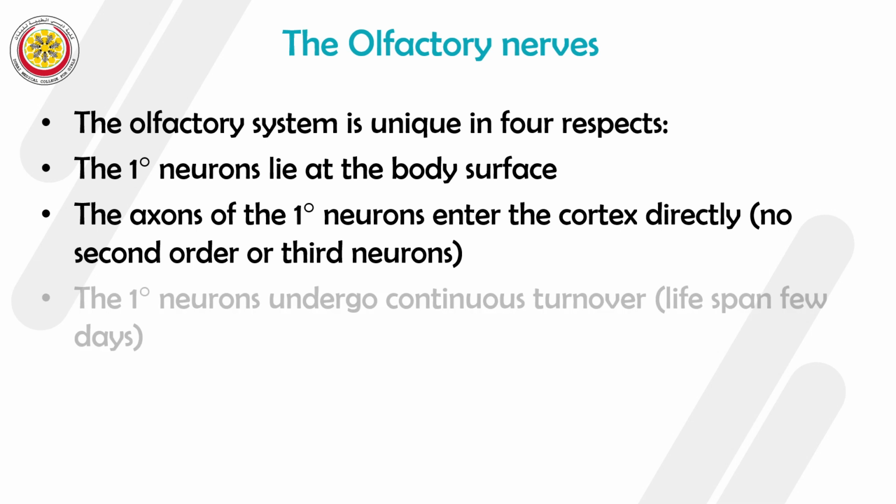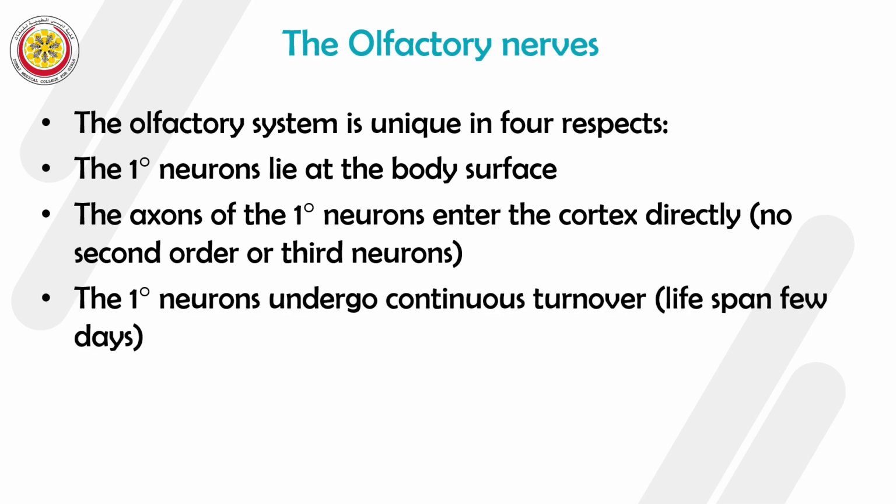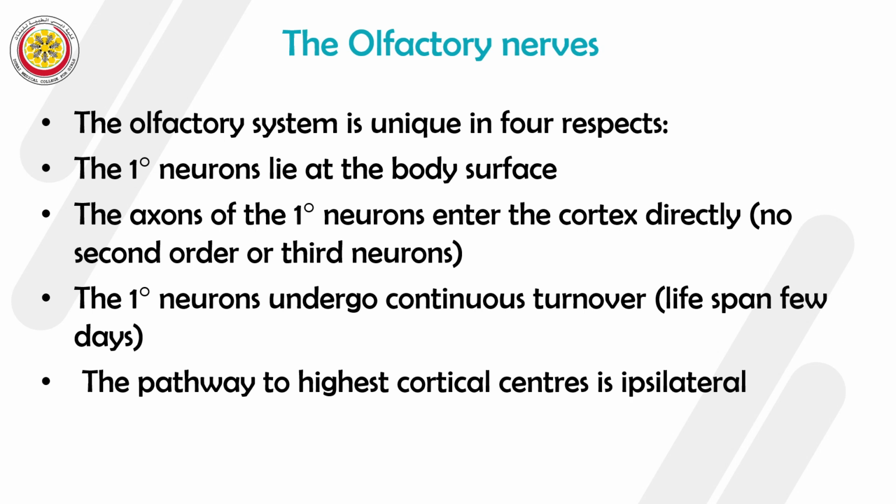And because it is exposed to the surface, let me finish with this. The axons of the first neuron enter the cortex directly. No second order neuron, no third order neuron, directly to the cortex. This is another difference. The neurons, because they are found on the surface, are different from other neurons. Other neurons rarely regenerate. But these have continuous turnover, every few days. The olfactory epithelium is changed, the olfactory receptor neurons are changed. So this is a big difference.